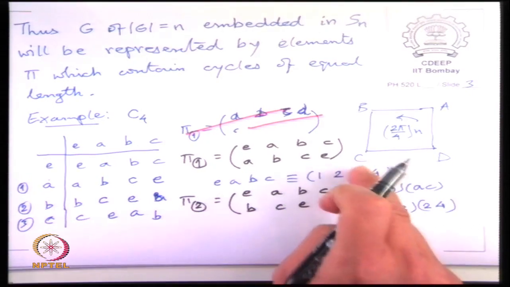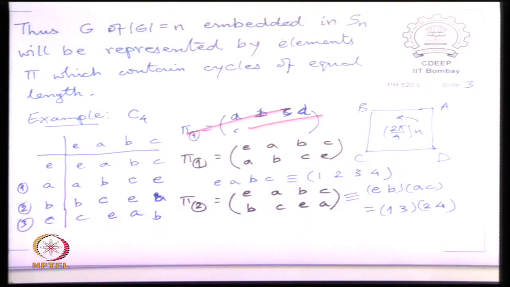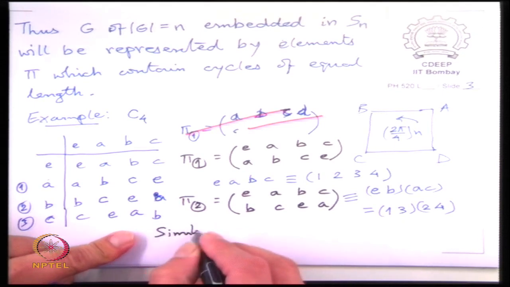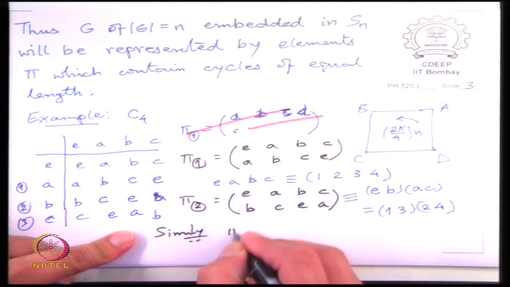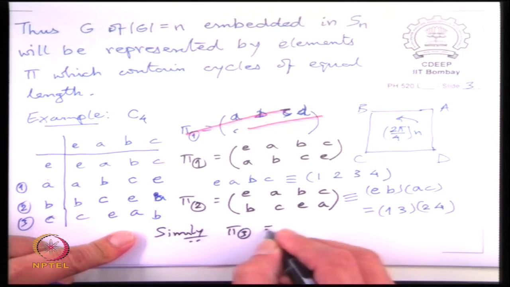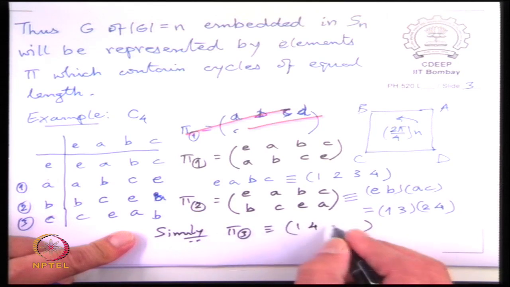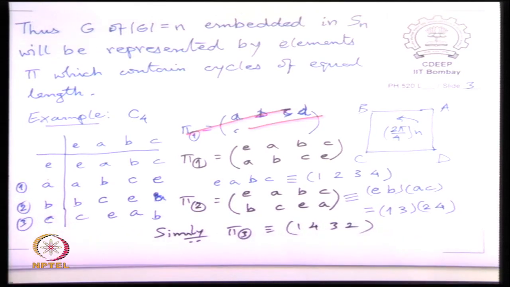Right, so it should be of this 4 cycle form. So similarly, pi 3 is also of, what is the cycle? 1, 1, 4, 3, 2. Okay. So we got cycles of equal size. Now this is a very important point.